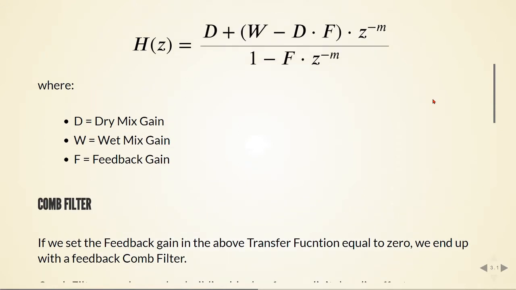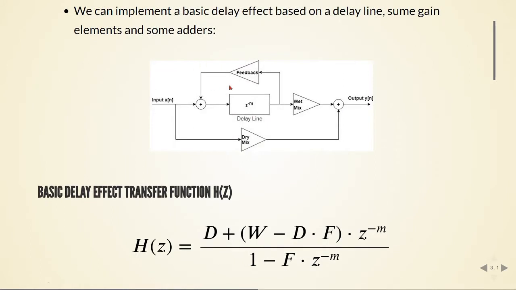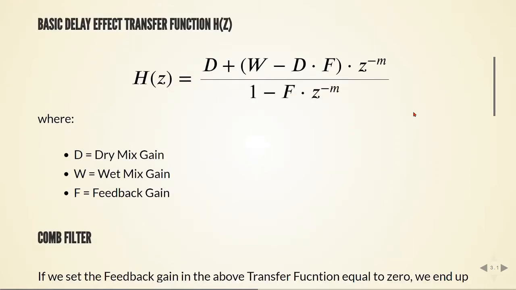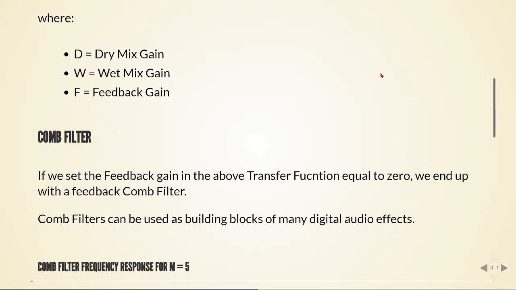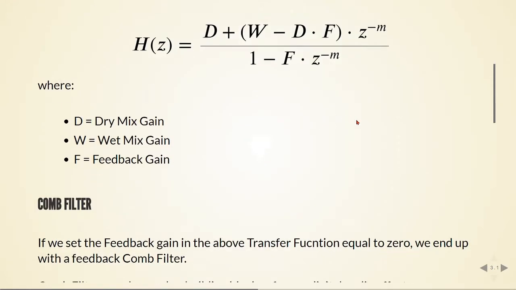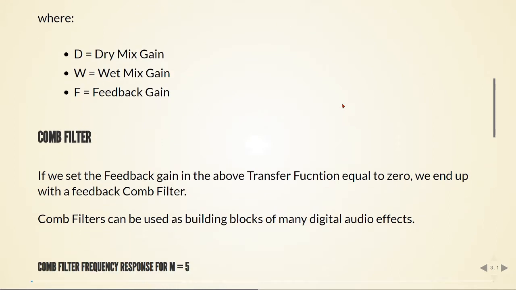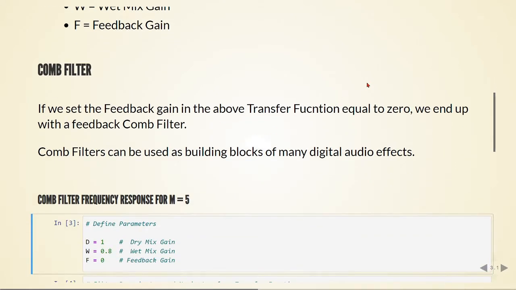So we can analyze this transfer function in a special case. If we set the feedback gain to 0, then we will have a delayed version of our signal and a non-delayed version of the signal. They are added at the output, and this results in a comb filter. So if we set the feedback gain in this transfer function to 0, we end up with a feedforward comb filter. Comb filters can be used as building blocks of many digital audio effects as well.